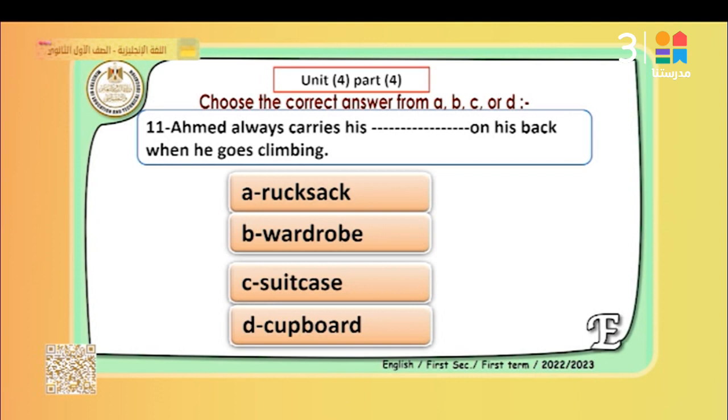Question number 11. Ahmed always carries his rucksack on his back when he goes climbing. What does Ahmed carry on his back? What do we carry on our back? Rucksack, wardrobe, suitcase, or cupboard? Of course, the word cupboard is a place where you can put glasses, you can put things. And suitcase is a big case, a big bag. And the wardrobe is a very big thing to put your clothes in. So it's rucksack. A rucksack is something which we carry on our back.